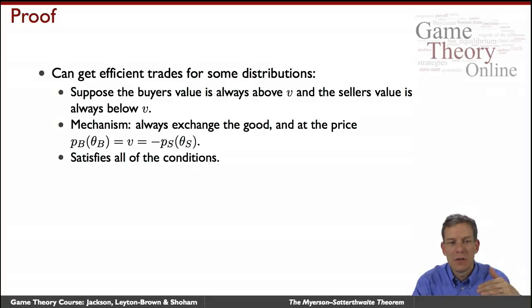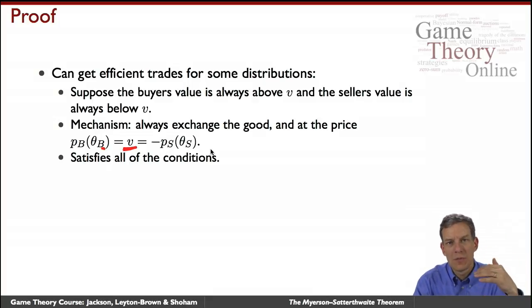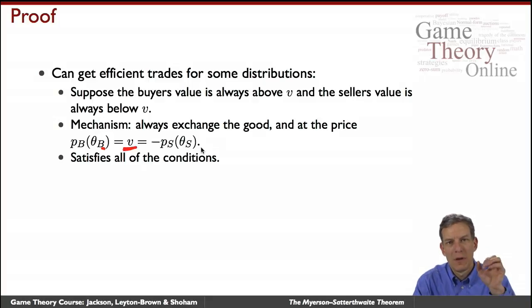Well, in that world, there's a simple mechanism. Always exchange the good, and always exchange it at a price of V. So the buyer pays V, the seller gets V. That's going to be strategy proof. It's going to be individually rational. It's going to satisfy budget balance. The payments add up to zero. So that's a setting where we get all the conditions we want.